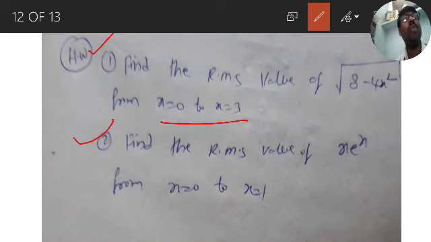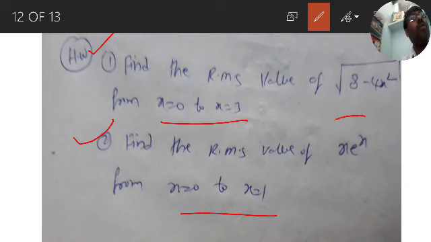Now find the RMS value of x into e power of x from x equal to 0 to x is equal to 1. So what is f of x? F of x is x into e power of x and limits are 0 to 1. We did it for, I think, 0 to 2 or 0 to 3. This is also a previous question, that's why I have given the same problem with 0 to 1. But you look at the f of x.